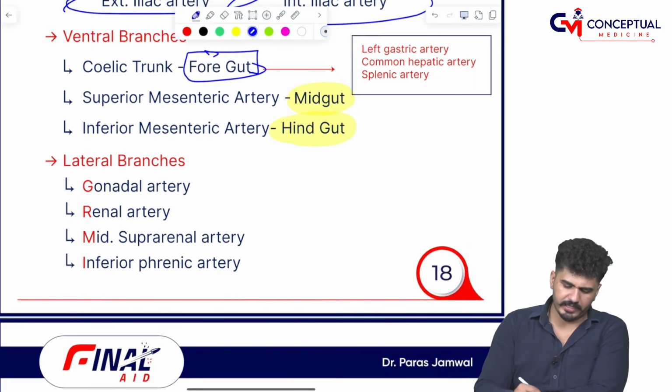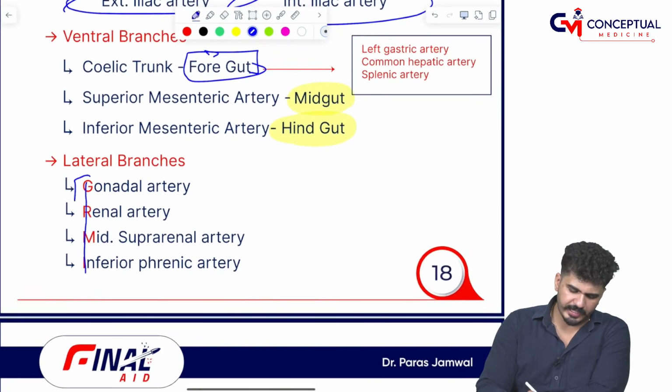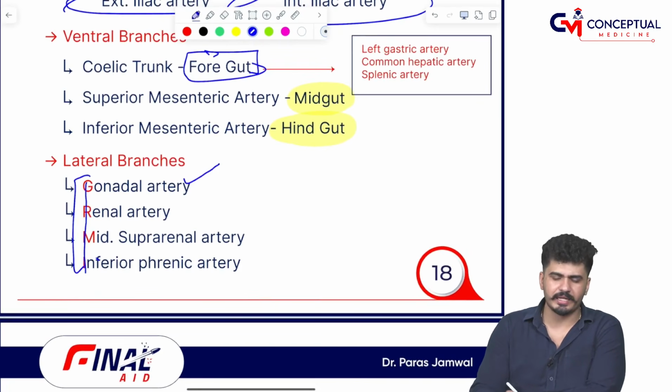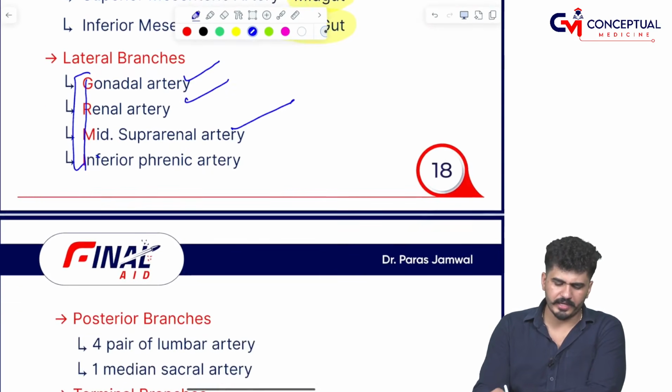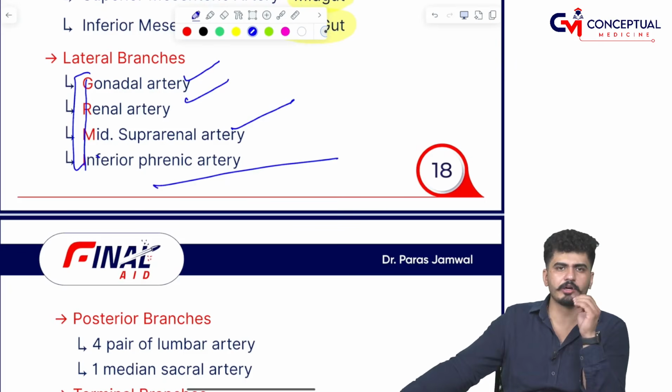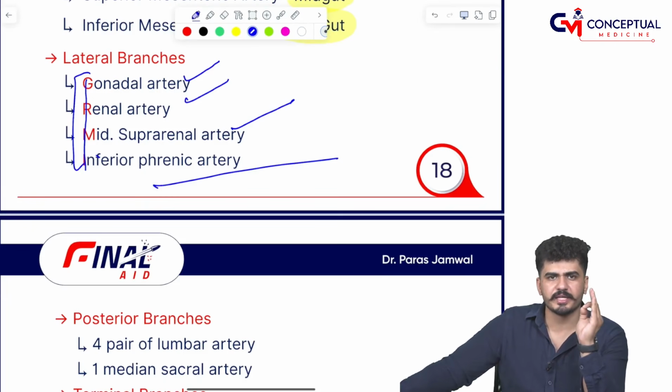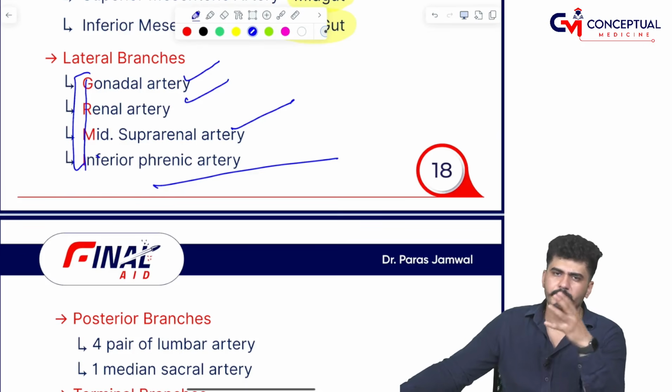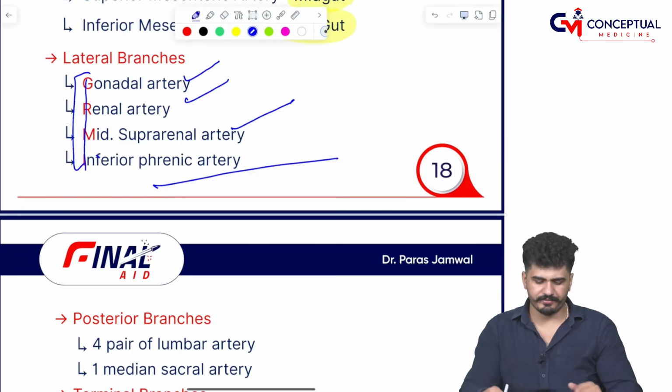Now coming to the lateral branches, the mnemonic is "garmi". G for gonadal artery, renal artery, middle suprarenal artery and inferior phrenic artery. Very simple to remember. Please revise along with me. What are the lateral branches? Your answer is garmi: G for gonadal artery, renal artery, middle suprarenal artery and inferior phrenic artery.